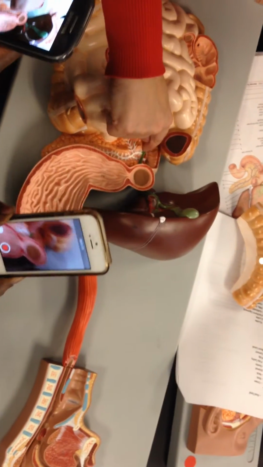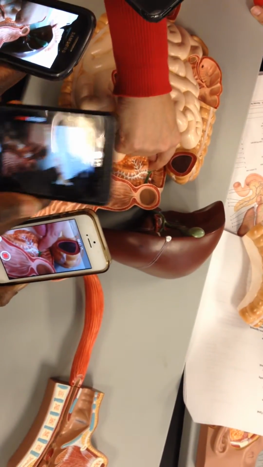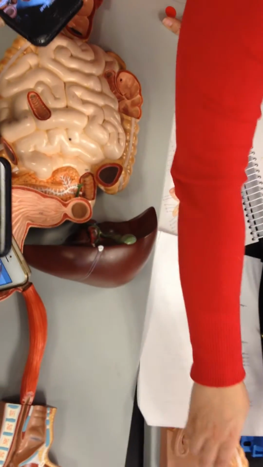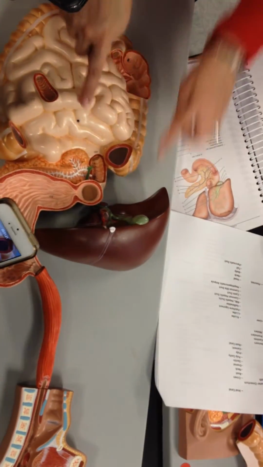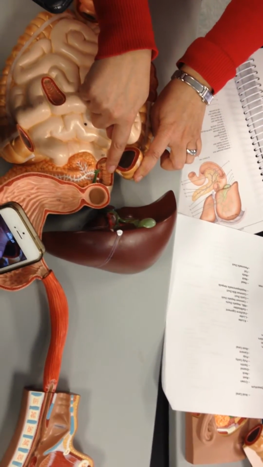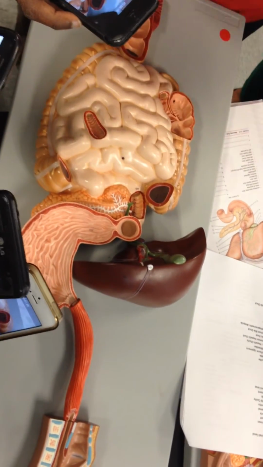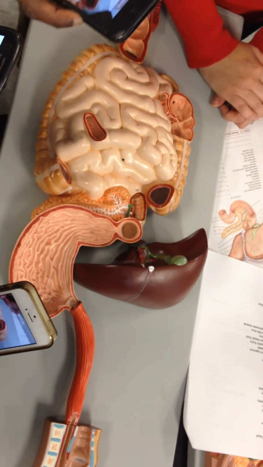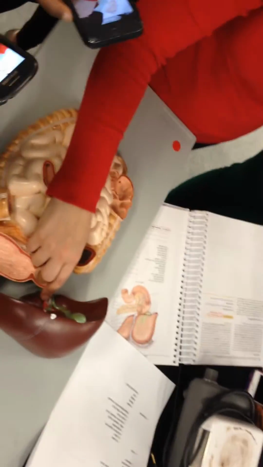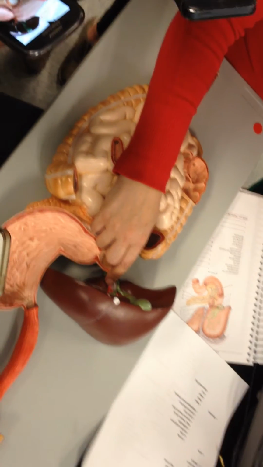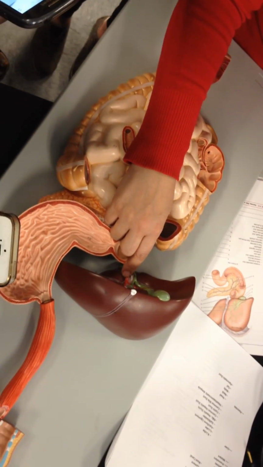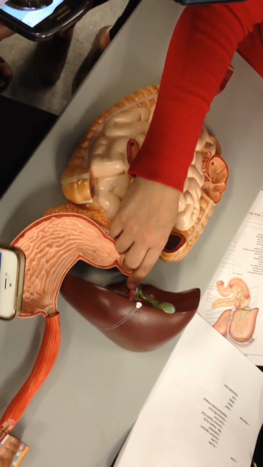So the common bile duct connects to the pancreatic duct and opens into the duodenum through the structure that we call the hepatopancreatic ampulla. We call it hepato because it comes from the liver, pancreatic comes from the pancreas, and ampulla is the structure which opens inside the small intestine. So the common hepatic and the cystic duct form the common bile duct.